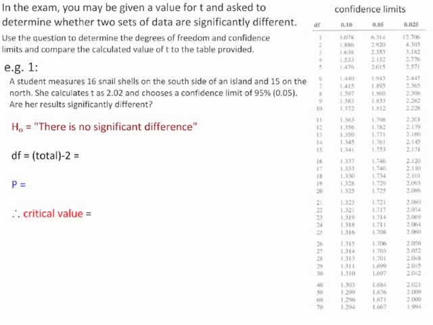Okay, remember that the degrees of freedom is the total number of samples minus 2. Remember that she measures 16 snails on one side and 15 snails on the other side. So that would be 16 plus 15 minus 2. Okay? The value for p is given to you in the question, 0.05. And look it up on the table. And what is the critical value? Have you found it?